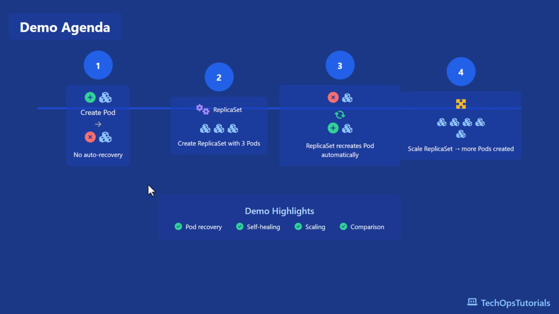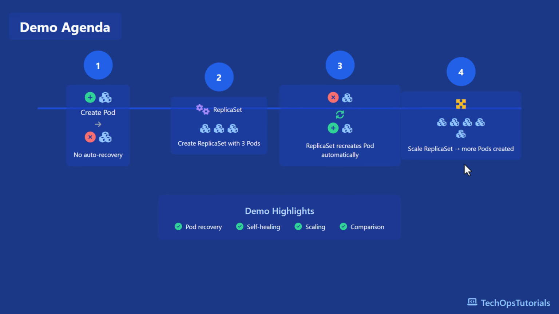We have 4 quick steps. First, we will create a standalone pod using a single command and prove that when we delete it, there is no auto recovery. Next, we will create a ReplicaSet with 3 pods, defining the desired state using a YAML file. Then we will demonstrate the core concept. We will delete one of the running pods and watch the ReplicaSet automatically create a new pod to maintain the count of 3. This is the self-healing feature. Finally, we will scale the ReplicaSet from 3 to 5 with one command to show how easily scaling is possible.